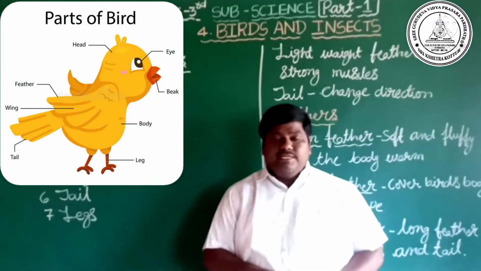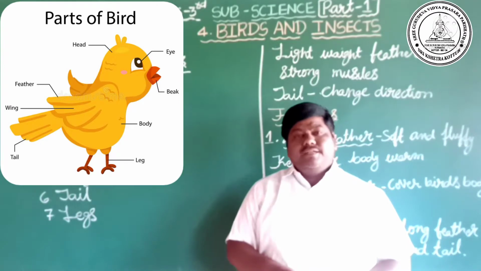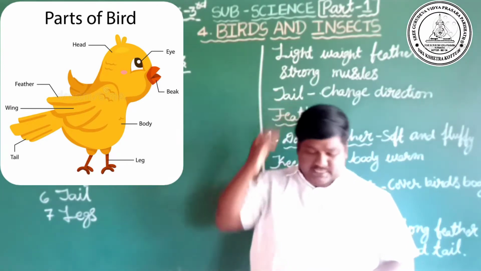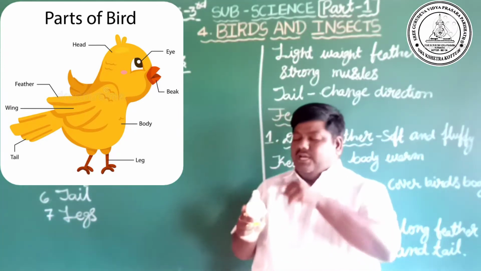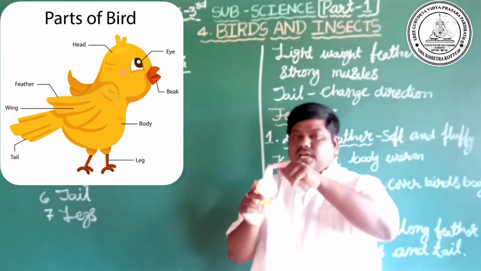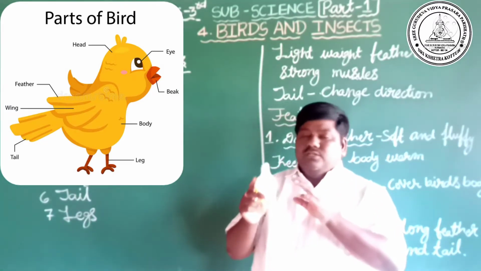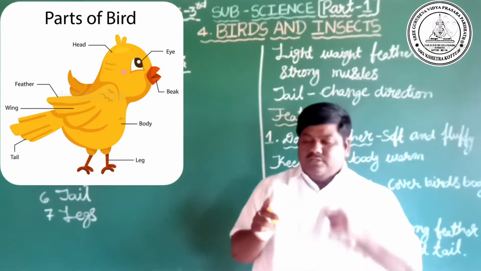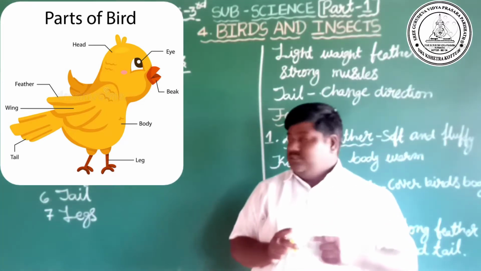First one, head. Now tell me, where is your head? Yes, this is the head. The bird also has a head. See, this is the head. Do you have this type of bird model? All of you show this.